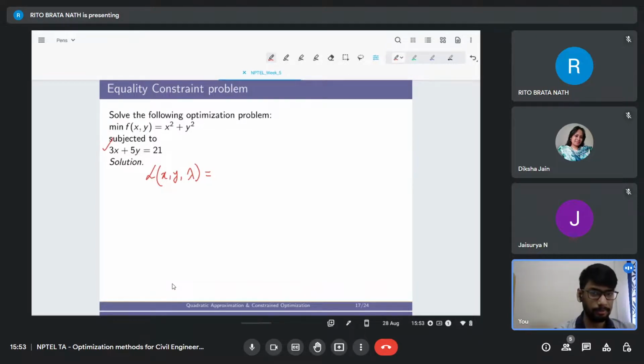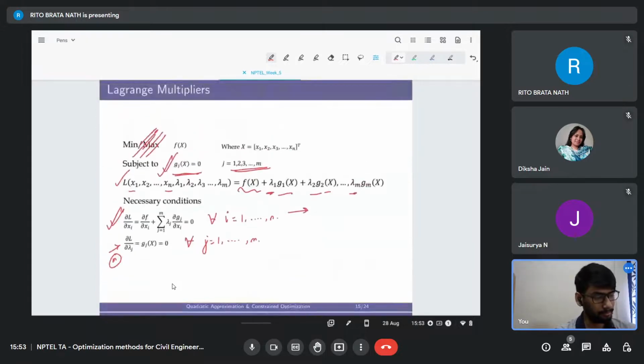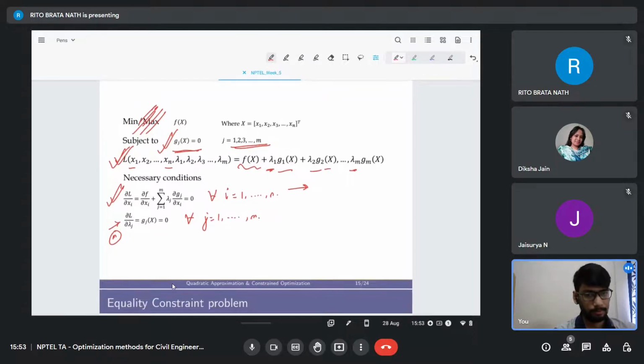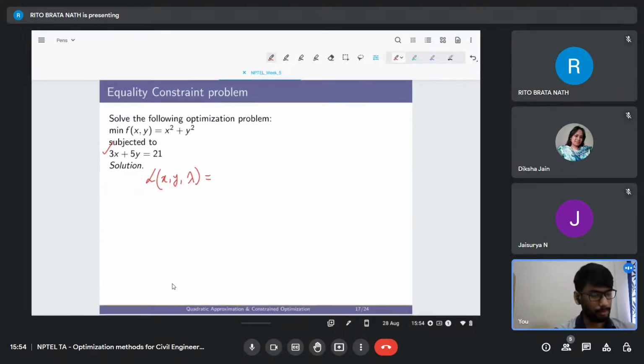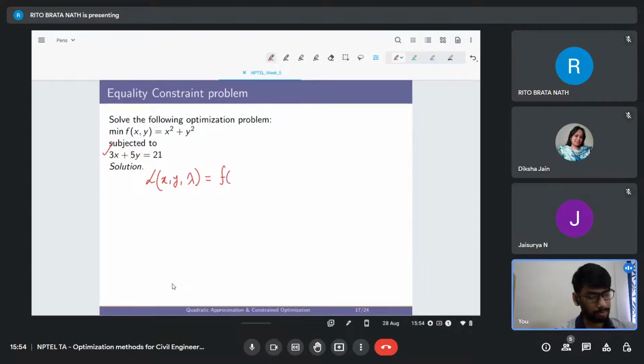If you have understood the previous problem, it should be pretty easy to write. You can refer to this equation. Now I'll go back to the problem. Now tell me what would be the terms. Okay, I don't know why there are so many doubts. This will be f(x,y), and this will be lambda times g(x,y). Now can you tell me what will be this expression?